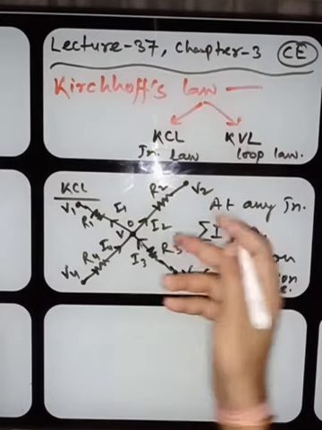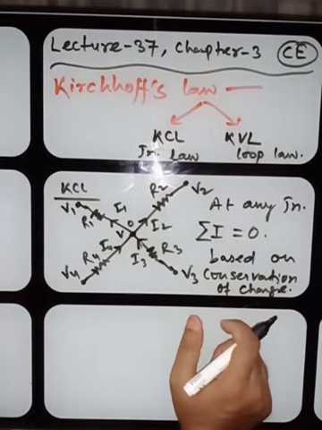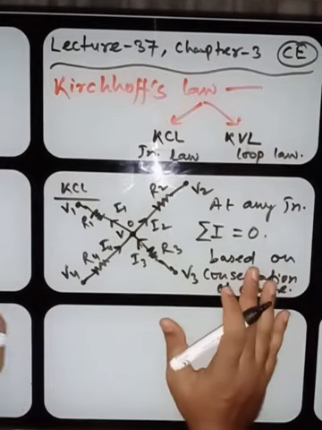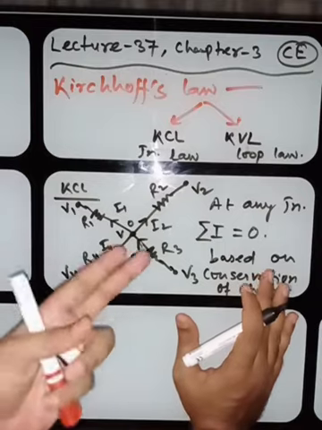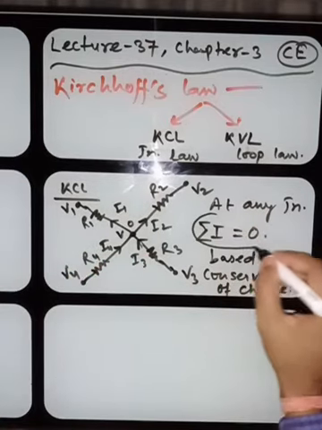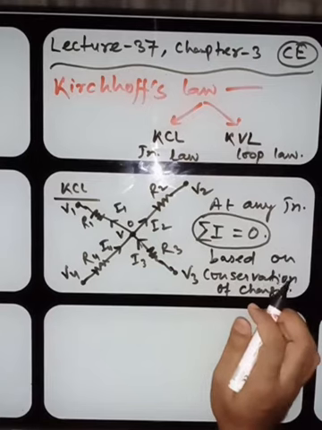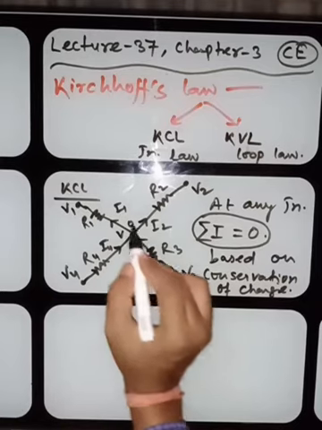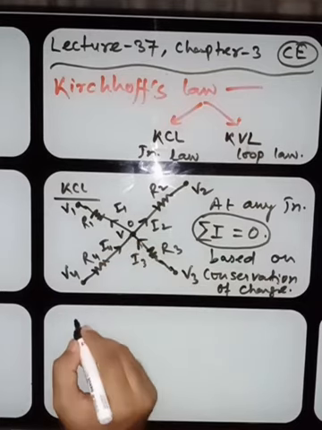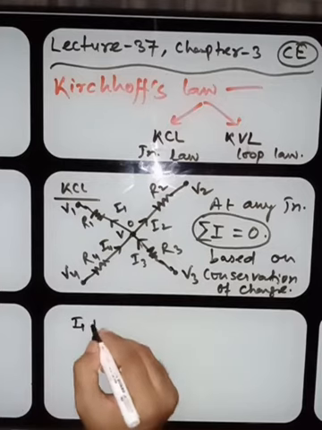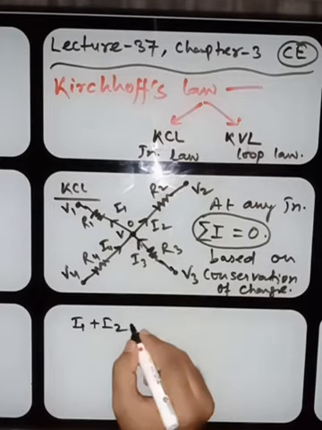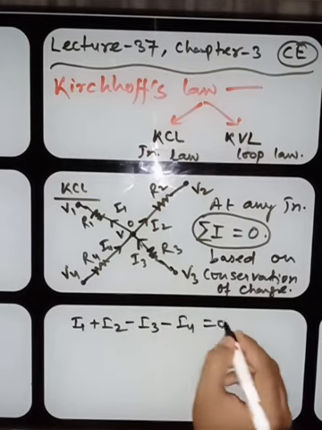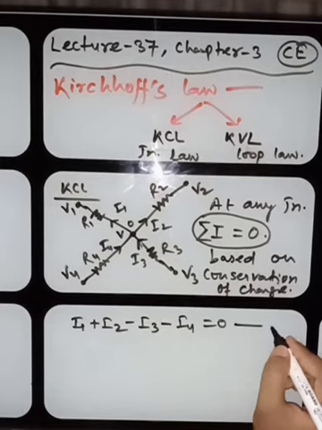Okay, remember, one or two examples we can take using this particular charge law, but I think we should write in detail about this equation. We have written this equation very briefly. Okay, I'm writing this in detail. At this point, the current I1 is moving outward, suppose it is positive, and the currents coming inward will be negative. So I3 and I4 are also negative. How much is the sum? It is zero. So this is your one equation.